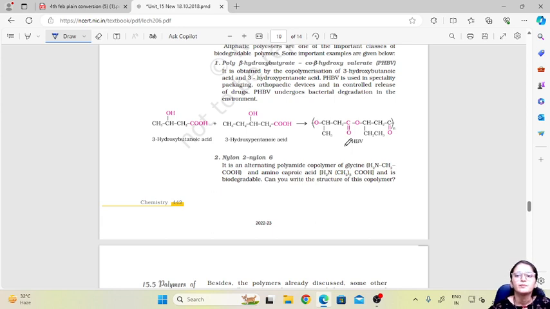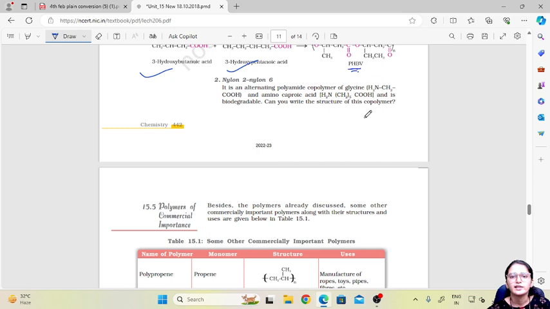One is PHBV. PHBV is poly beta hydroxy butyrate co beta hydroxy valerate. It is obtained by copolymerization of 3-hydroxybutanoic acid and 3-hydroxypentanoic acid. So we get this particular biodegradable polymer, which is PHBV, and it is used in specialty packaging, orthopedic devices and in controlled release of drugs. This is very expensive, that's why it is used in only certain devices.